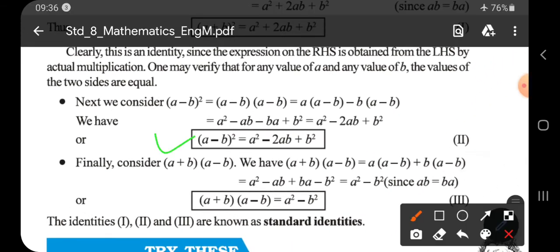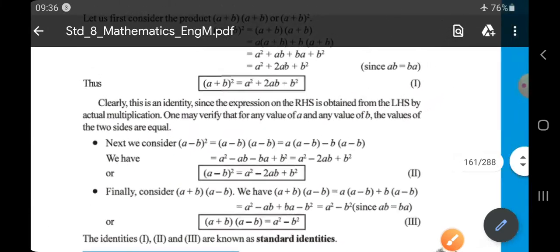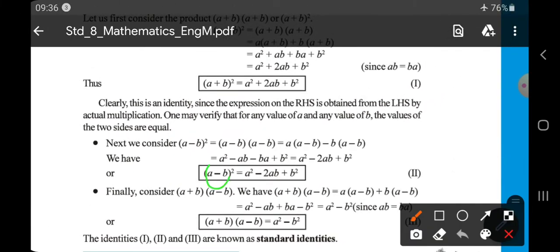Second one: (a minus b) whole raised to square. Now what is the difference? Here a minus sign is given, there a plus is given. So there is a change in the middle term. The middle term will be negative if a minus sign is given here, otherwise it will be the same. (a minus b) whole square is equal to first term square minus 2ab, which means minus 2 into first term into last term, plus last term square.